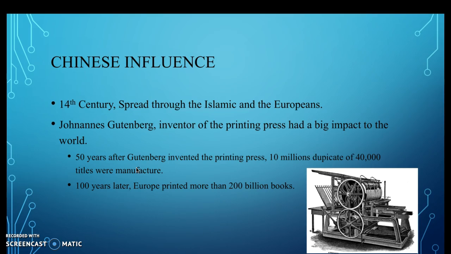So during the 14th century, the Chinese influence spread through the Islamic world and the Europeans. Johannes Gutenberg, inventor of the printing press, had a big impact on the world. 50 years after Gutenberg invented the printing press, 10 million duplicates of 40,000 titles were manufactured. 100 years later, the Europeans printed more than 2 billion books. And the picture on the bottom right hand side is how the printing press looked.